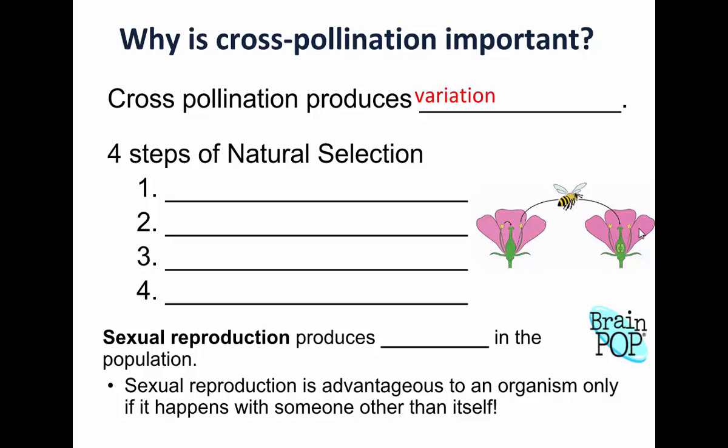And variation is important if you think back to when we talked about natural selection. You remember natural selection had 4 steps. What does it start with? In order for natural selection to work in a species, you have to have something first. You need something else before that.